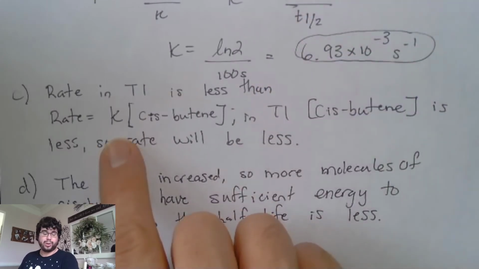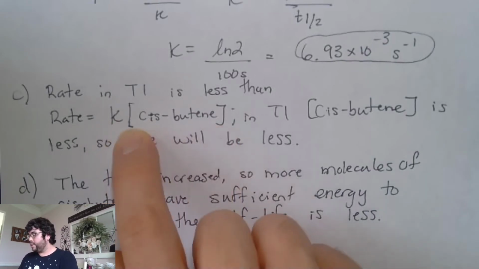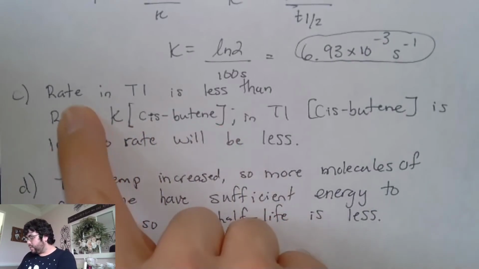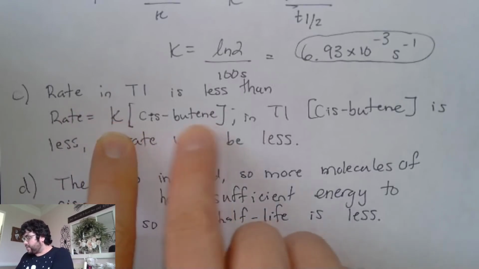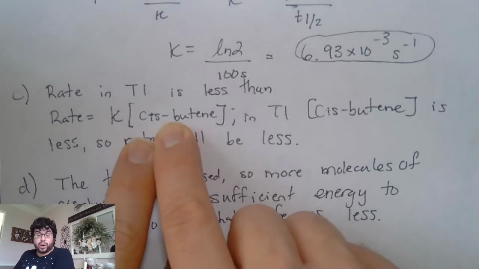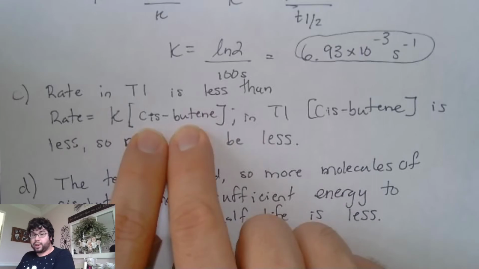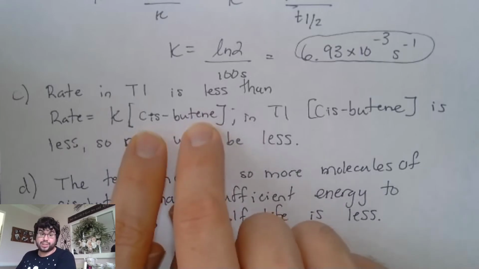Remember that you can calculate the rate of a reaction from the rate law. And we know the rate law is first order. So rate is equal to K times the partial pressure of the cis-butene. Whatever's bigger here, K is the same for both. Whatever's a bigger value here is going to be a faster rate.